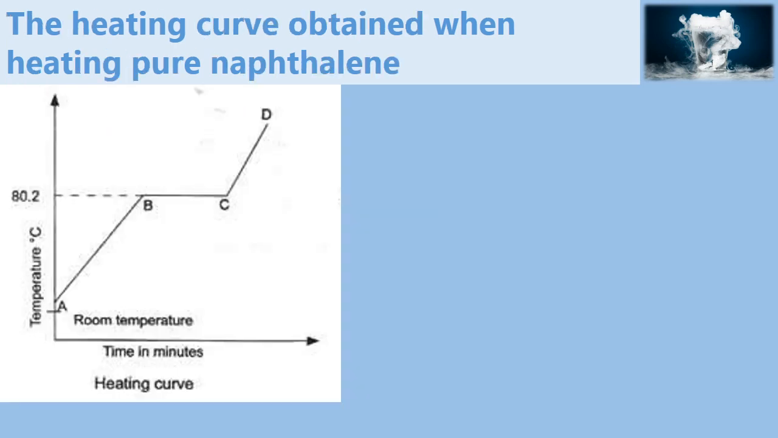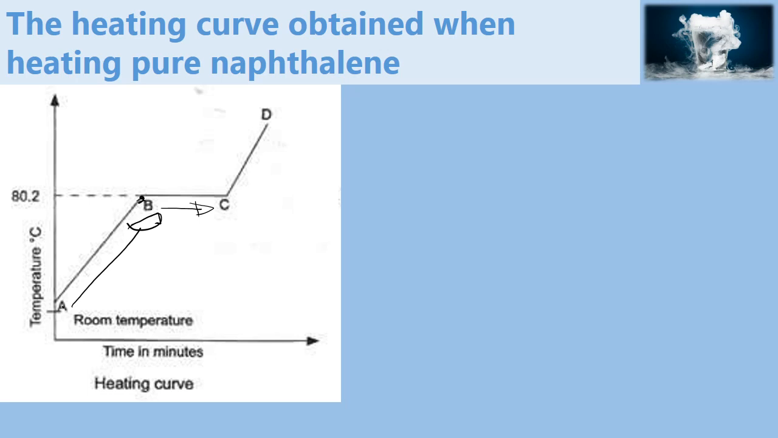The heating curve obtained when naphthalene is heated is shown in the diagram below. Region AB, naphthalene particles gain heat energy and begin to vibrate more vigorously in fixed positions as the temperature rises. By the time we get to point B, naphthalene begins to melt and the temperature remains constant.